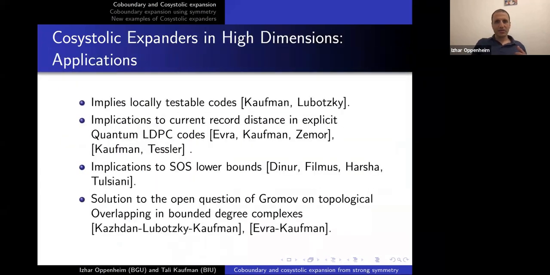Okay. So what are some applications? I will not go over them. But why do we care about cosystolic expansion? So first, Kaufman and Lubotzky showed that you can get locally testable codes out of them, and Evra, Kaufman, and Zemor, or Kaufman and Tessler, showed that you can actually get quantum LDPC codes, and there are some other implications for something called the Gromov topological overlapping property, and so on and so forth. I will not cover everything.